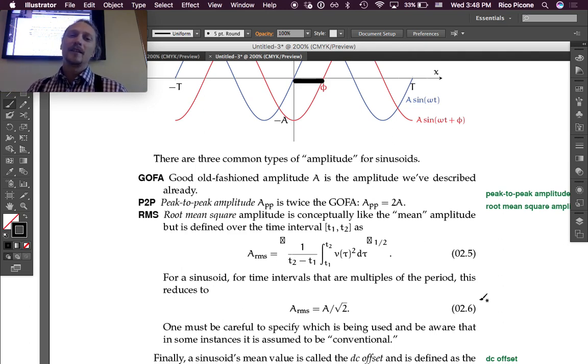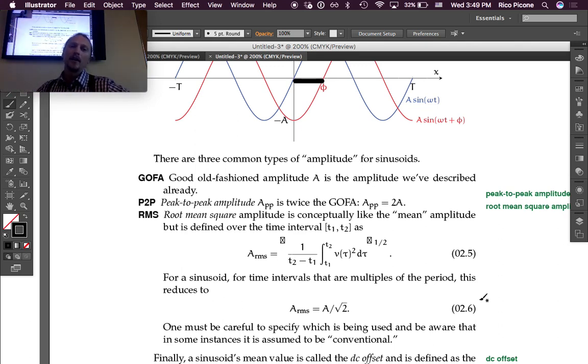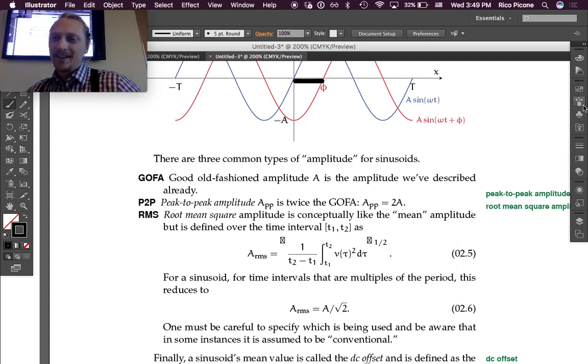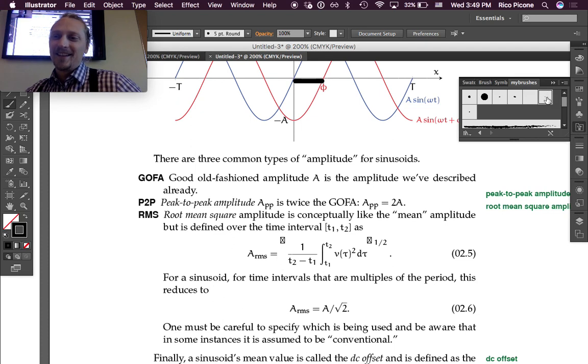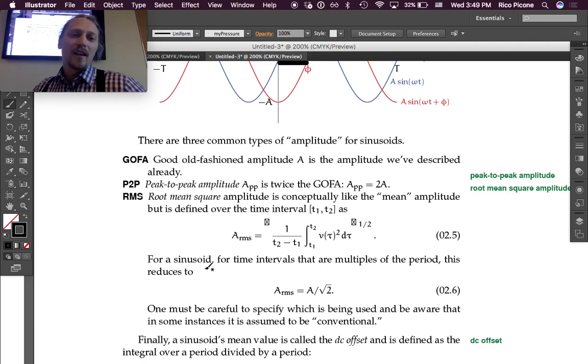So let's talk about the three common types of amplitude for sinusoids. So there's good old-fashioned amplitude, and this is the amplitude we've described already. Then there's the peak-to-peak amplitude, which we will sometimes denote with a subscript pp. And that's twice the good old-fashioned amplitude.